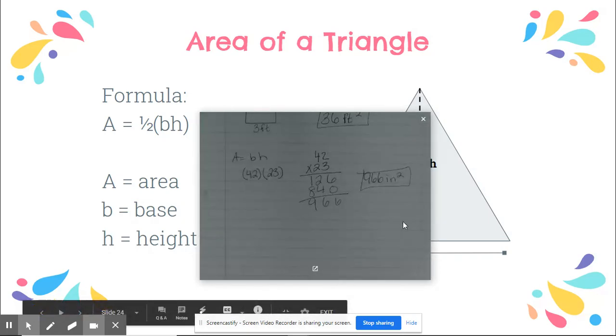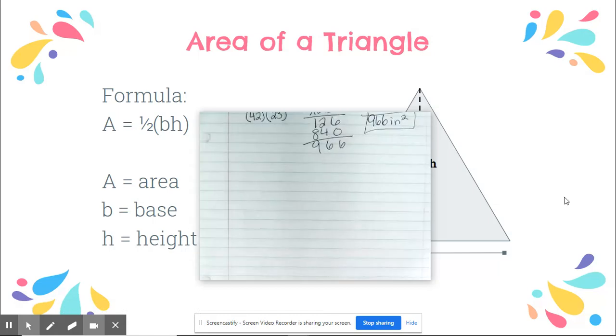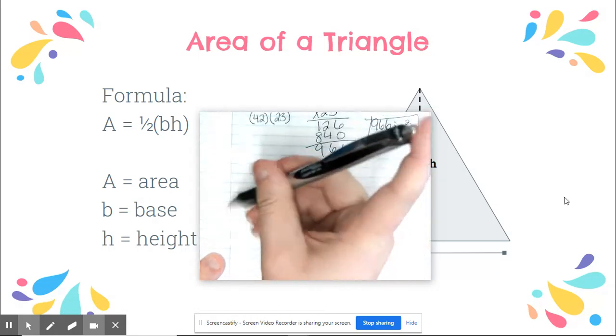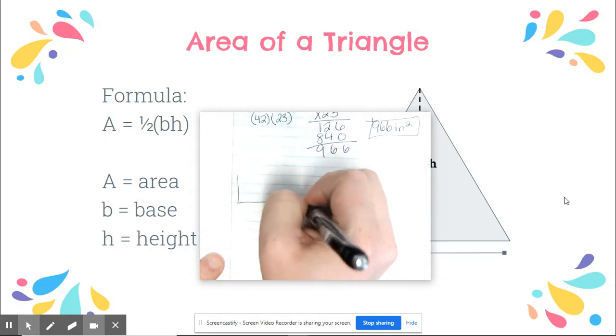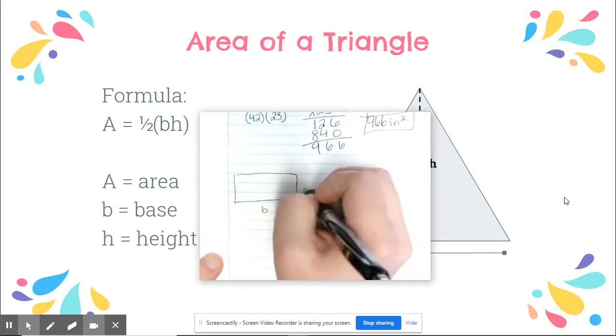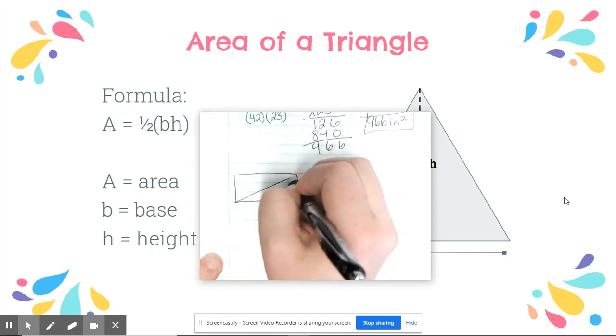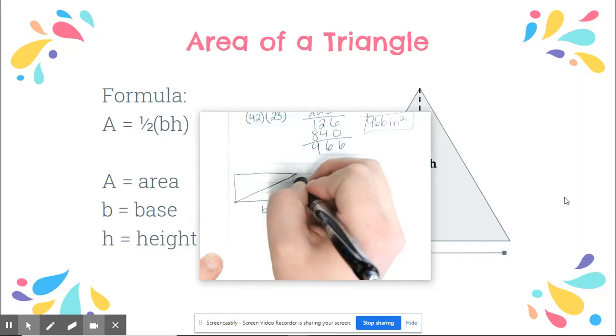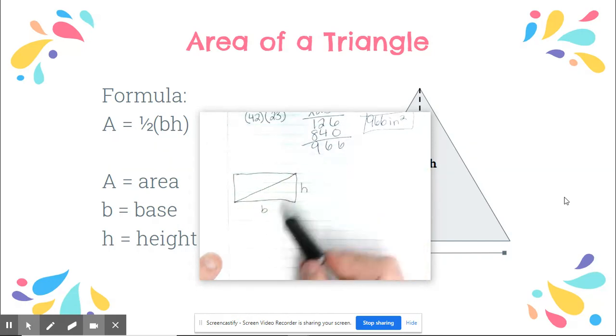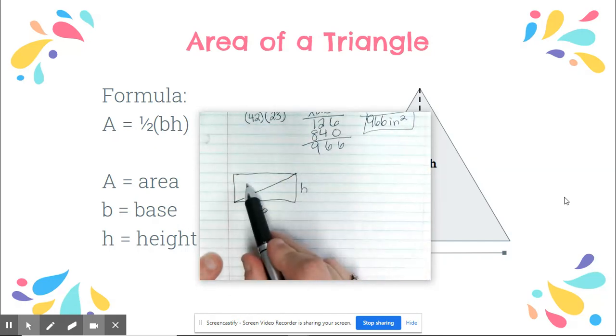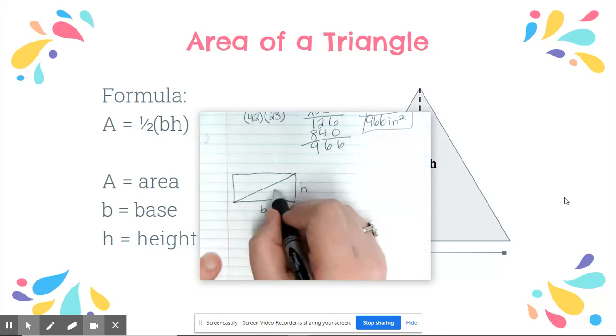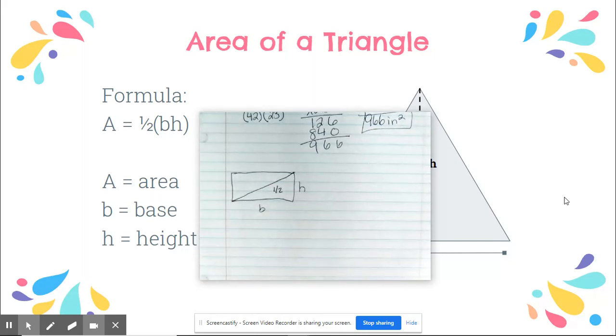Okay, so if I drew a rectangle, and we know this is the base and this is the height. If I cut it in half like that, I make a triangle, right? I make two triangles. And it's still base times height, but because it's half of this rectangle, that means I need to multiply it by 1/2 as well. And that's why the area of a triangle is 1/2 the base times the height.